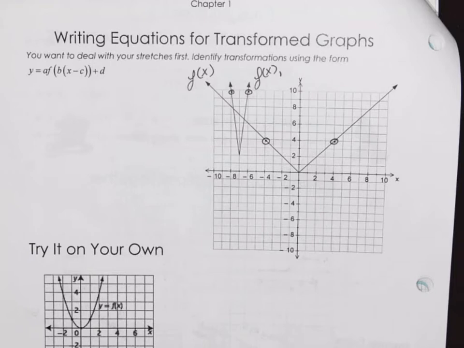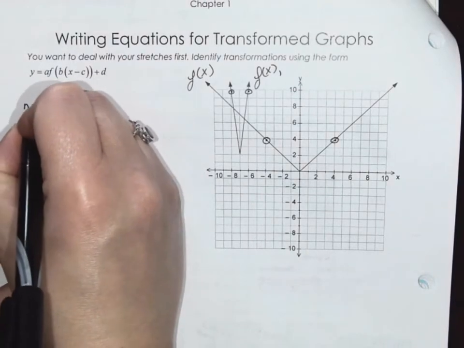So the first thing I'm going to deal with is, I'm going to look, are there any reflections? How would I know if there's a reflection? It would be upside down if it was reflected in the x. This one's kind of hard to tell, because notice they're all symmetrical. So we're going to say that there's no reflections.